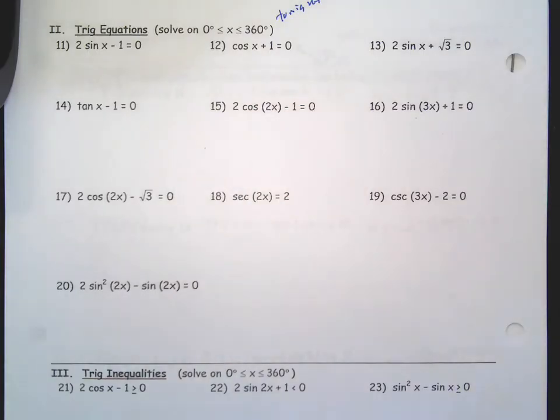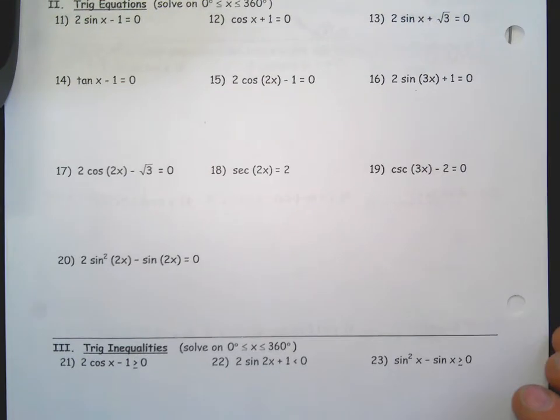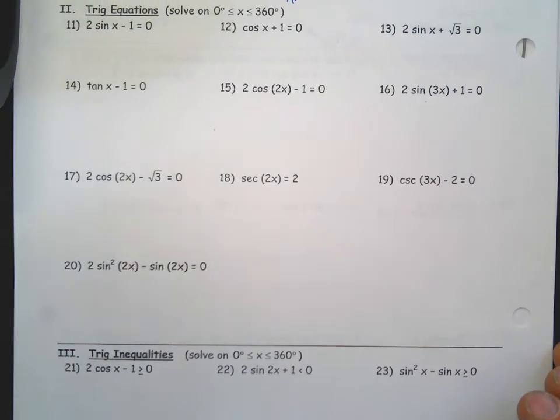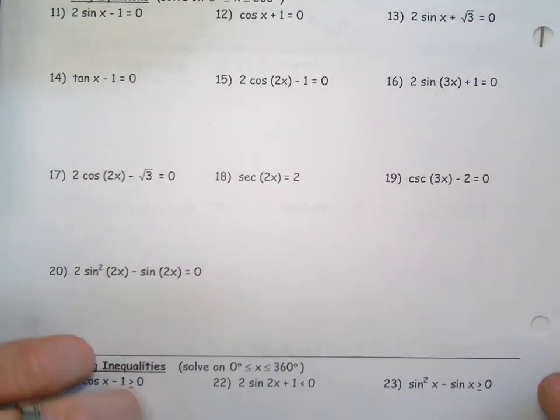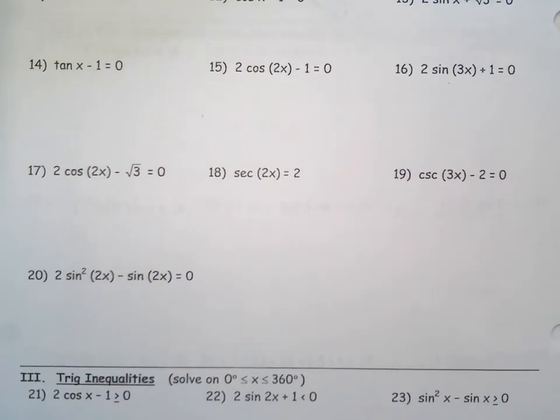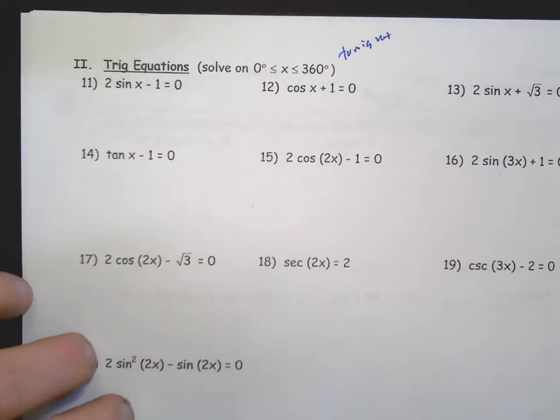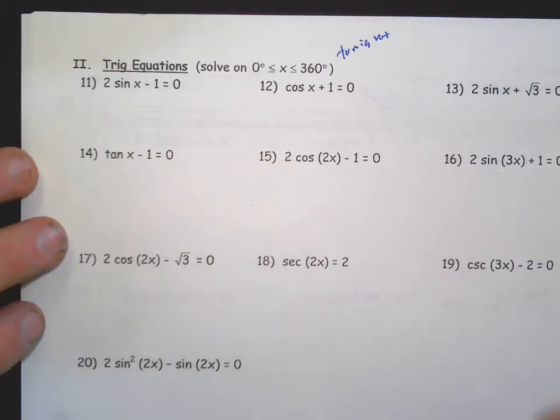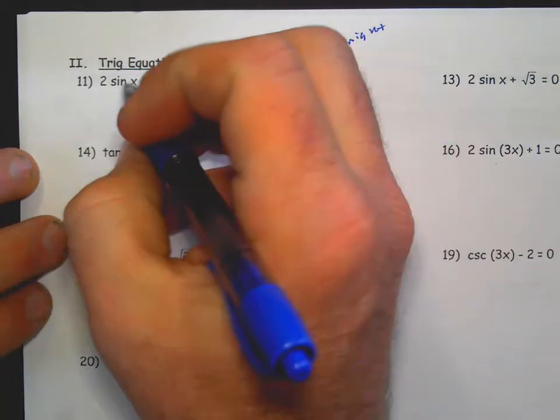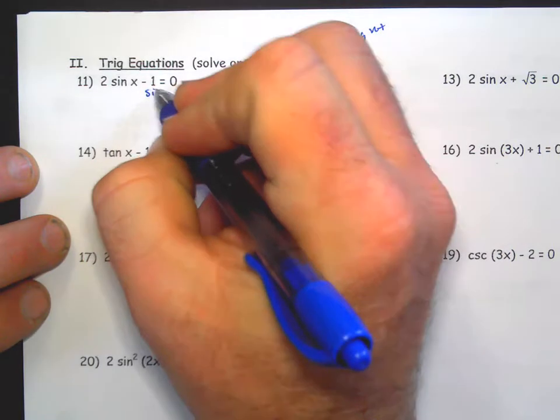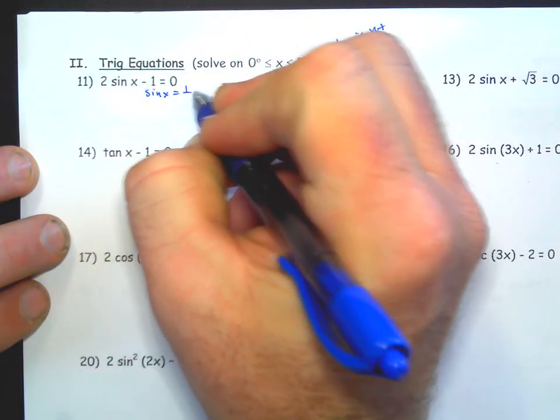So I'll go ahead and do these problems. Hopefully you tried them first, checked them, and so let's see. These first ones should probably go a little quicker. Hopefully you memorized all the common values. So you want to isolate the trig, add 1, divide by 2.